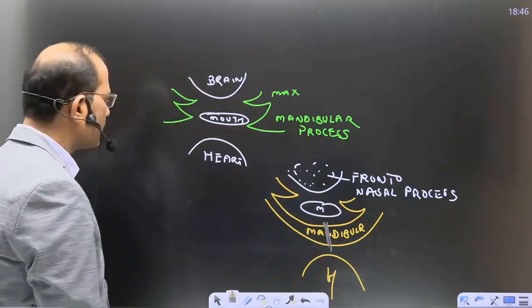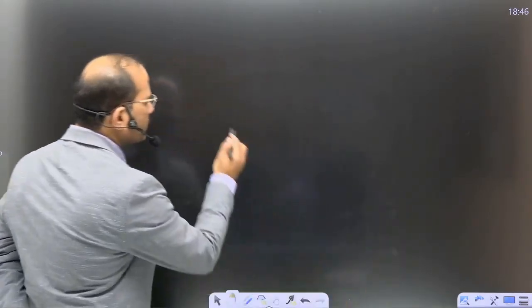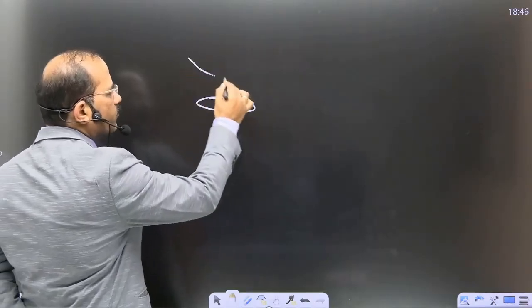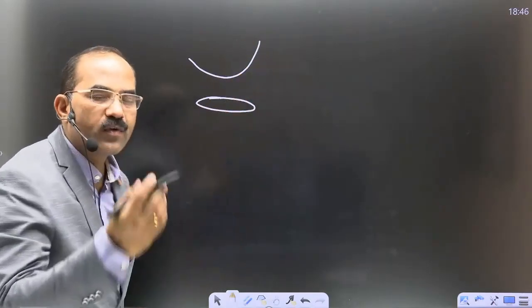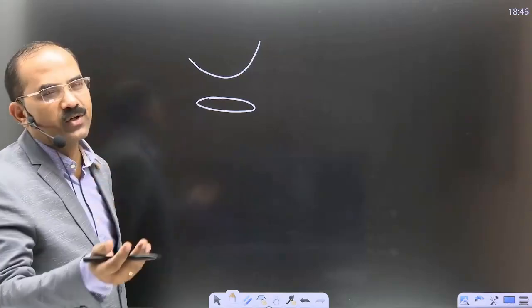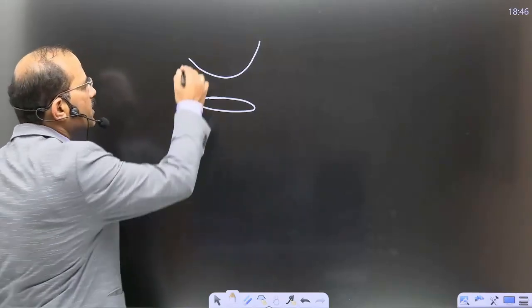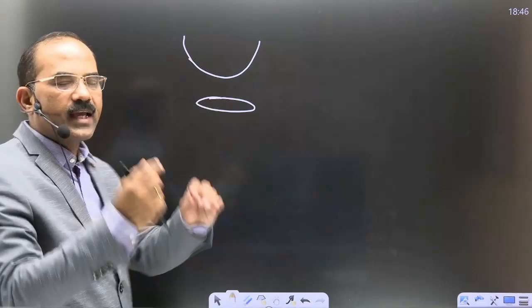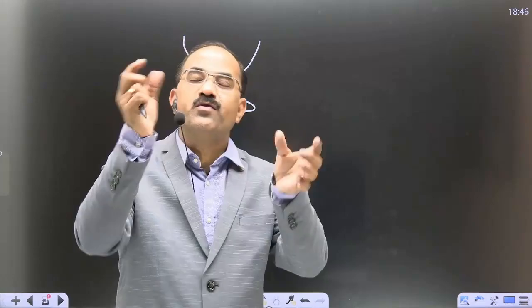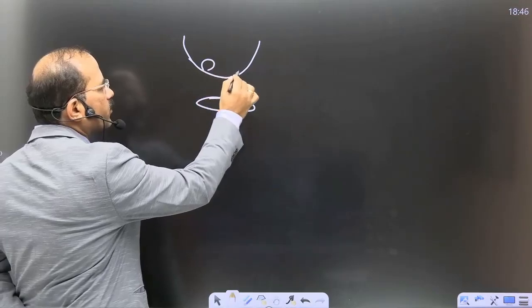Just try to understand this. Now see, in the next step, what happens? I draw this as the mouth here, and I'll draw this as the frontonasal process. What is the frontonasal process? The mesoderm overgrows the neural tube, the brain, and forms the frontonasal process. In this frontonasal process, we get two small depressions here. Look at this. We get two small depressions for the nose.